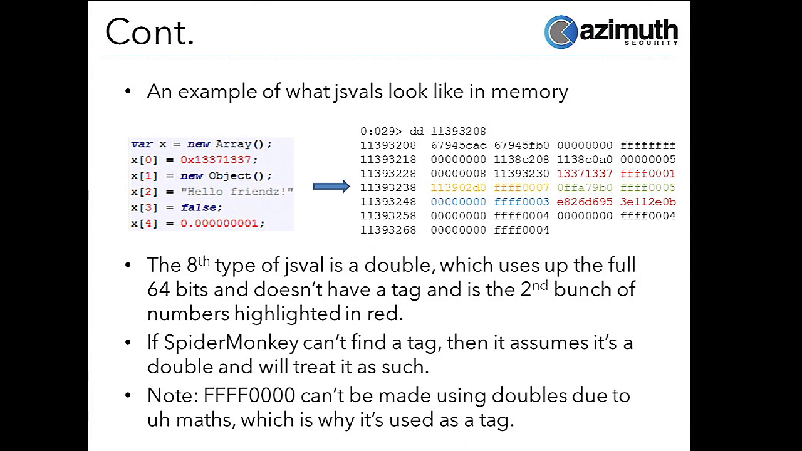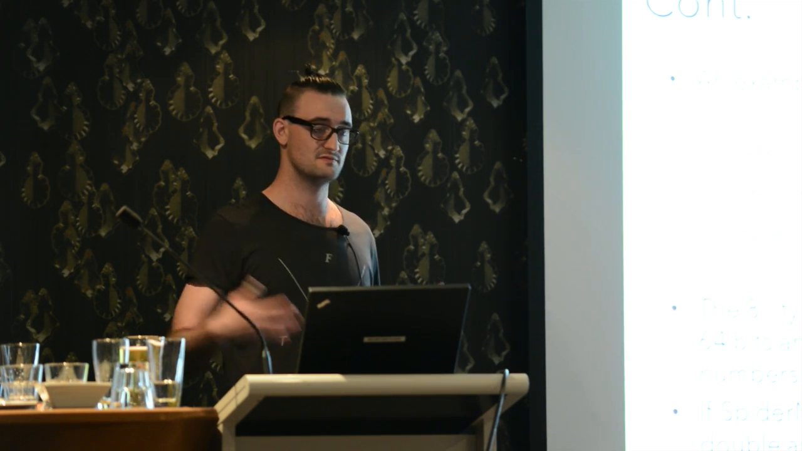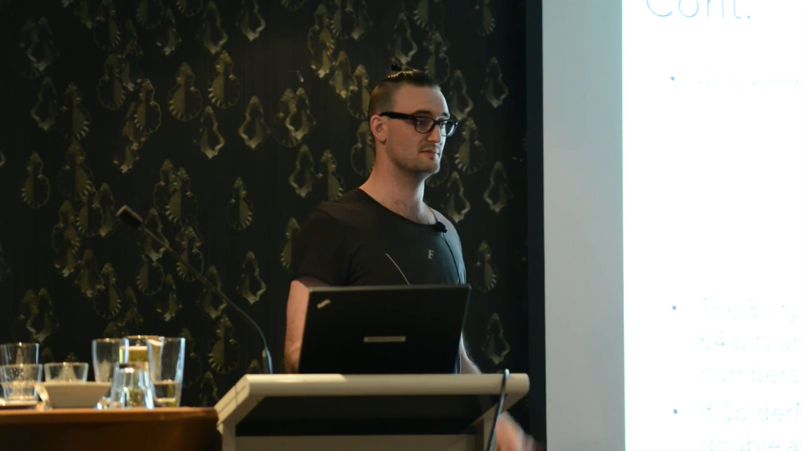And this is because you can't actually make those FFFs at the top using any kind of floating point math, for whatever reason. That's why they chose it. I didn't bother to find out why, just maths. Someone can probably tell you who's smarter than me. So this is why that was particularly chosen as a tag, because if you could do double maths to make that, then you can make fake strings and fake objects, and that's obviously going to be a problem, because now you're making fake JavaScript objects out of doubles, and that's crazy.